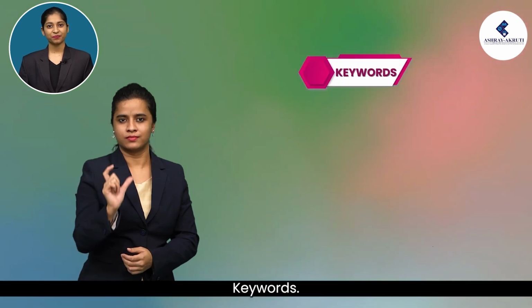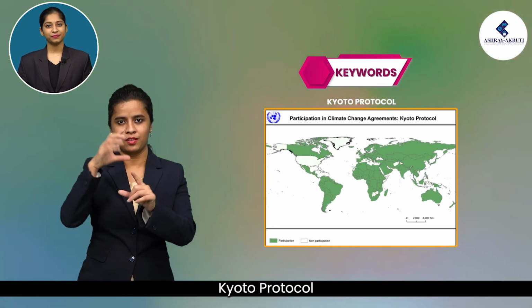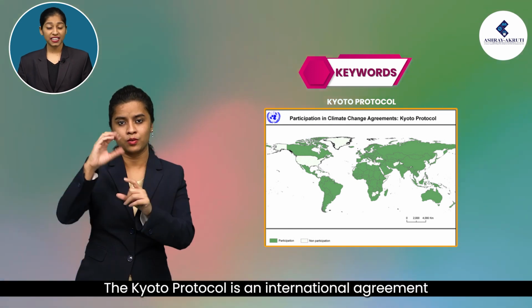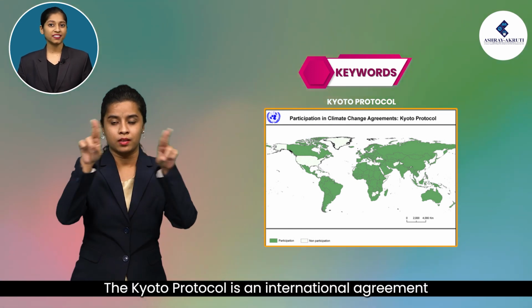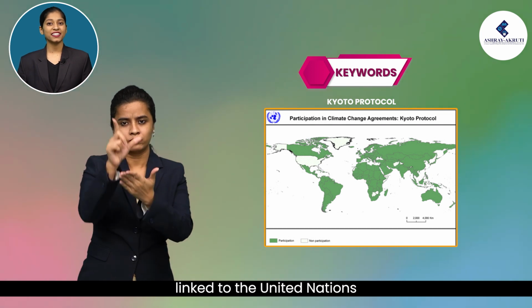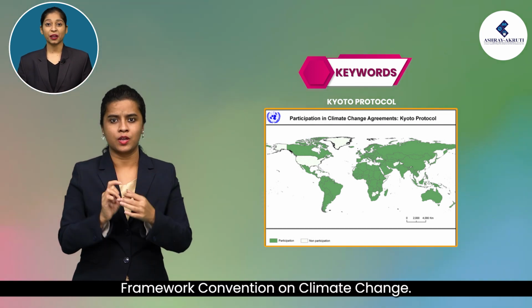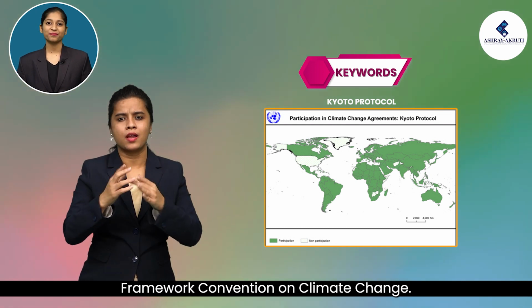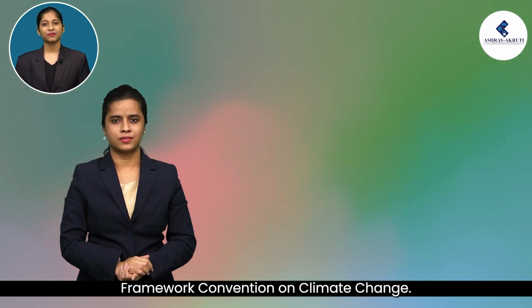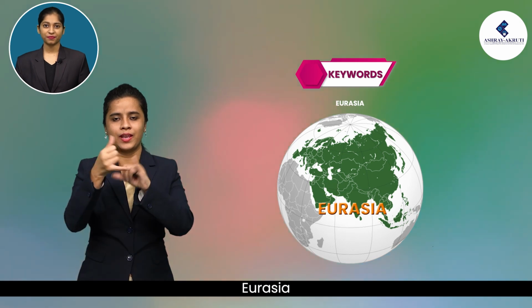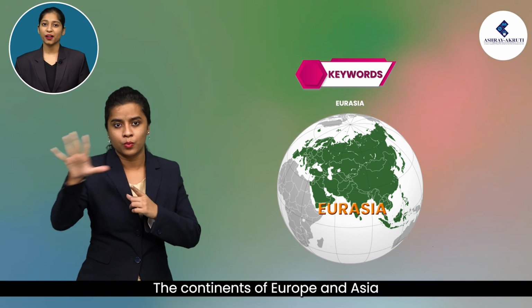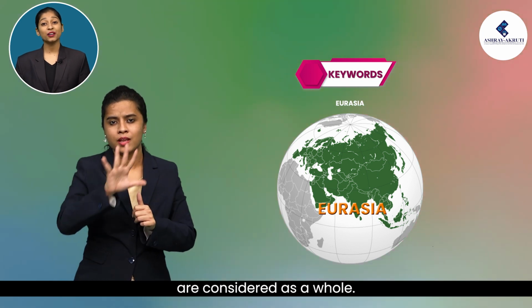Keywords. Kyoto Protocol. The Kyoto Protocol is an international agreement linked to the United Nations Framework Convention on Climate Change. Eurasia. The continents of Europe and Asia are considered as a whole.